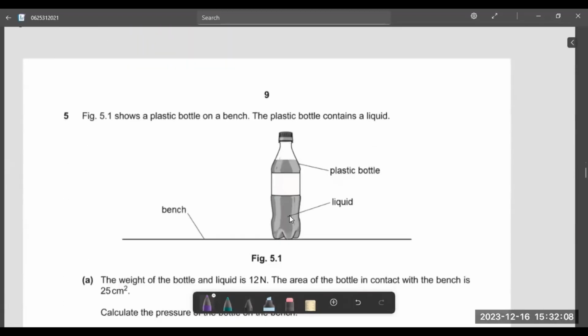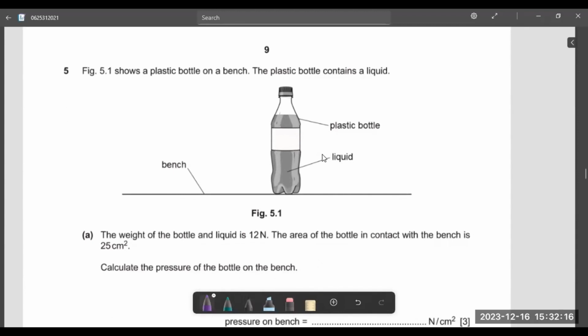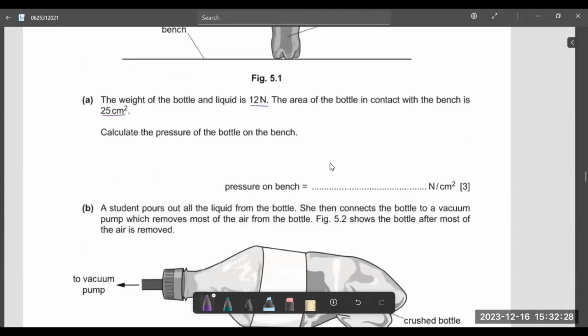Next, figure 5.1 shows a plastic bottle on a bench. The plastic bottle contains liquid, so some liquid is there inside. The weight of the bottle and the liquid is 12 Newton, and the area of the bottle in contact with the bench is 25 centimeter square. So what is the pressure?